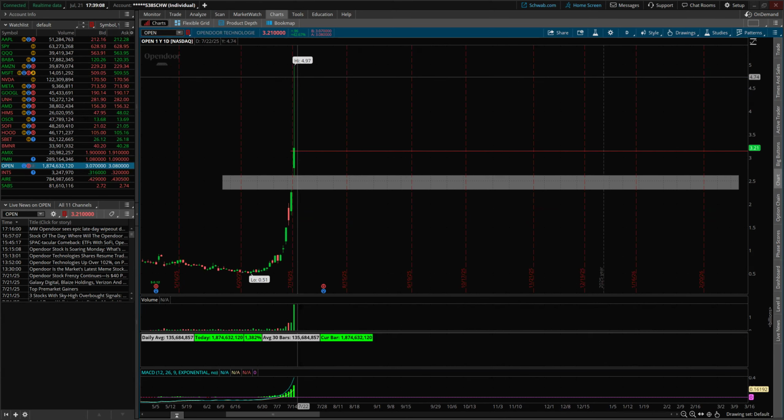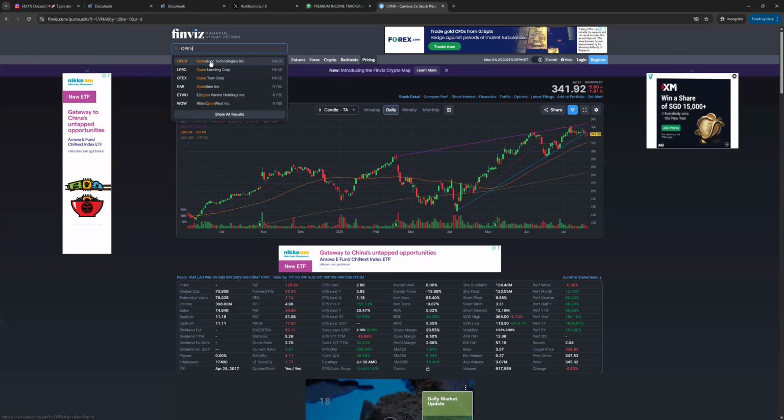Plus, this is a very heavy float, right? It's 400 million or 600 million, I think. It's big as shit. I tell you guys that it's big as shit.